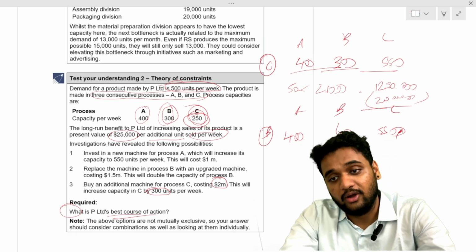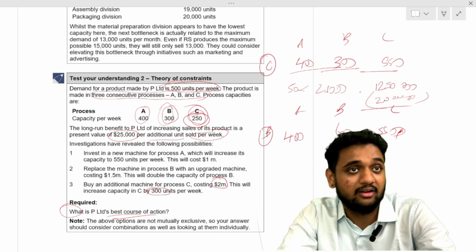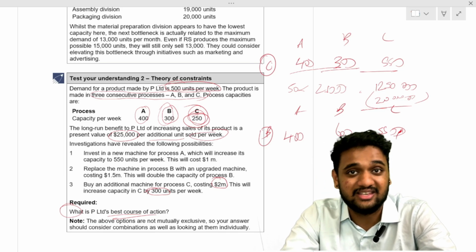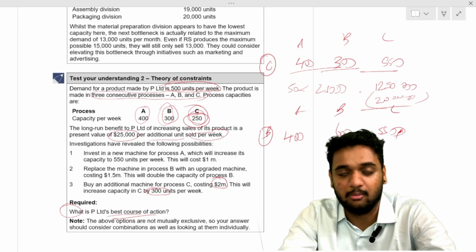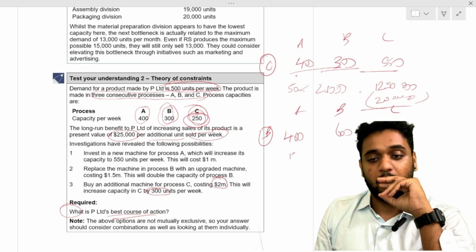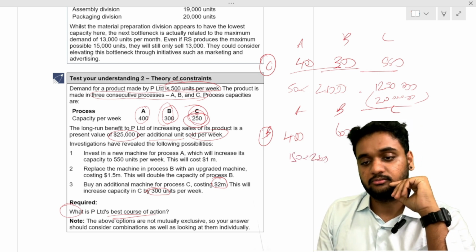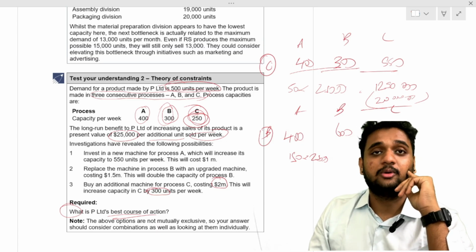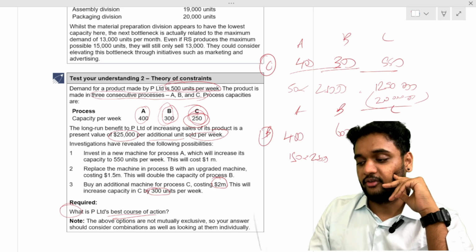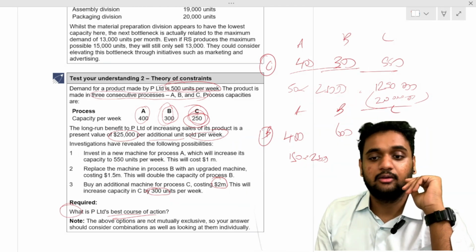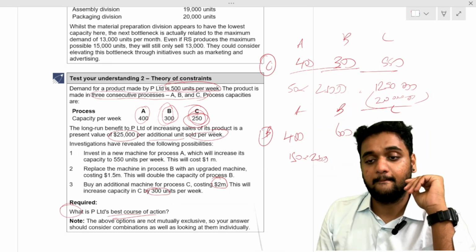So will you get only machine C? No. Now we'll assume we're getting machine C and machine B together. We have to go in order only, not machine C and machine A. Machine C and machine B, because B is the next bottleneck. Now tell me, from the starting, how many units extra did we produce? 150. Into per unit how much will you get? 25,000. 150 into 25,000, how much will you get? 37 lakh 50,000. Understood? Yes or no?